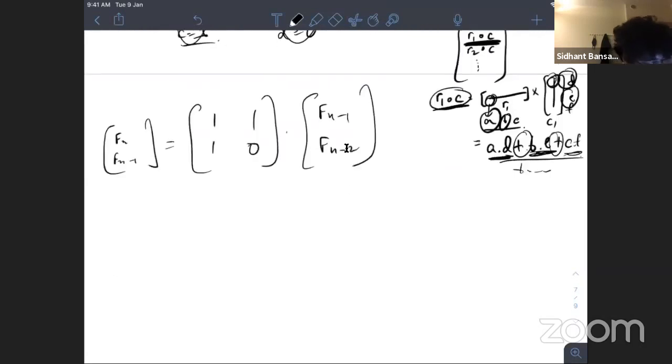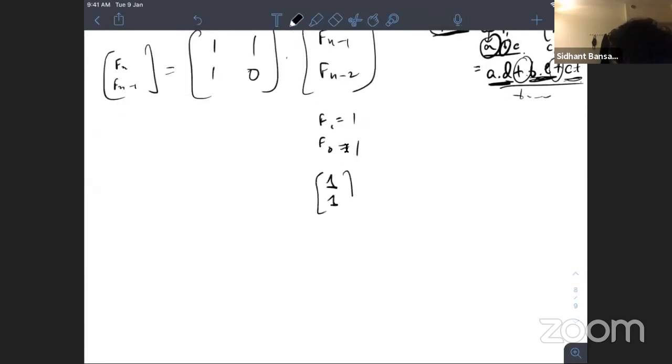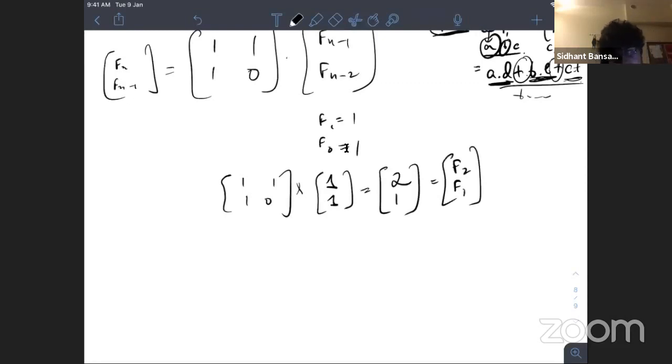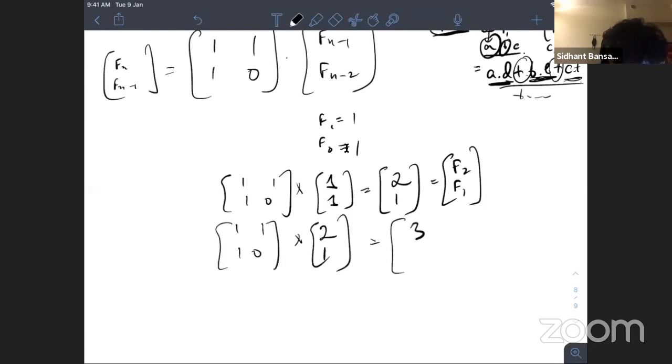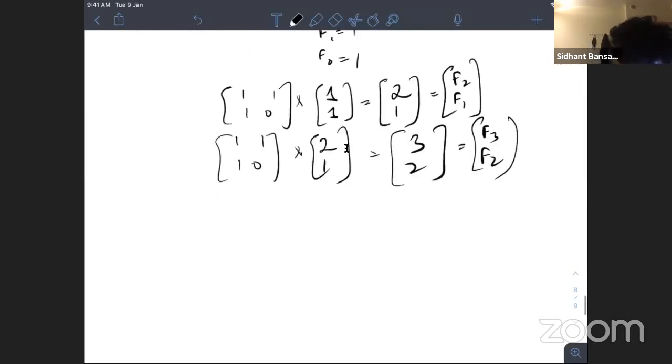Now try this out. Let's say you know F1 is equal to 1 and F0 is equal to 1. So you have this vector 1, 1, and you have the matrix 1, 1, 1, 0. Just try the matrix multiplication. It comes out to be 2, 1, right? Which is equal to F2, F1. Not a surprise. Let's try this again. You have 2, 1 here, and you again multiply with 1, 1, 1, 0. What does it come out to be? 3, 2, which is F3, F2. Not a surprise. Then let's try again, 3, 2 with 1, 1, 1, 0.